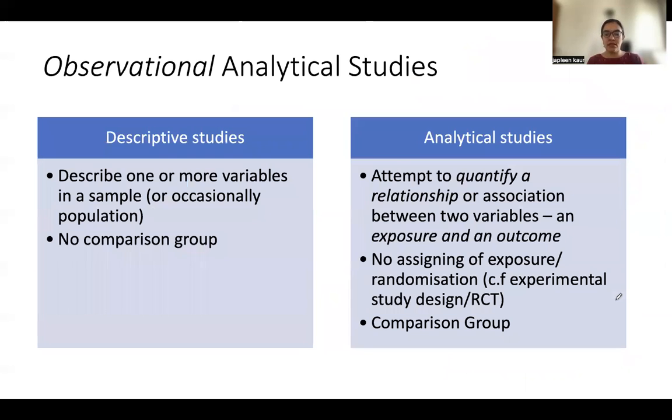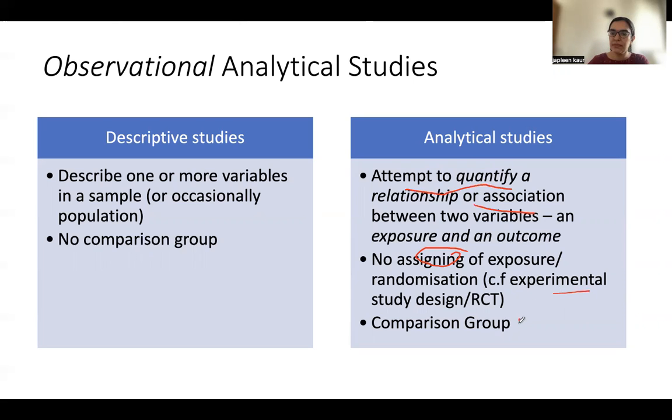So coming to the subject of today's lecture, that is the observational analytical studies. Observational studies can either be descriptive or analytical. Like we read, under analytical studies we can attempt to quantify a relationship or association between variables, like a risk factor and a disease. But they are called observational analytical because we have not assigned the exposure. If we were assigning the exposure, then we call them experimental studies.